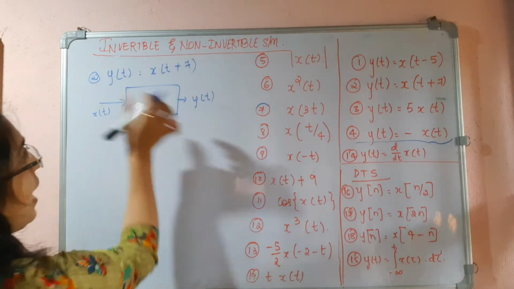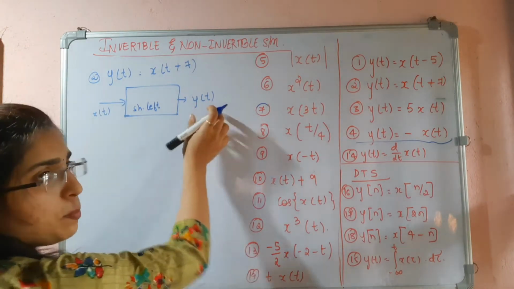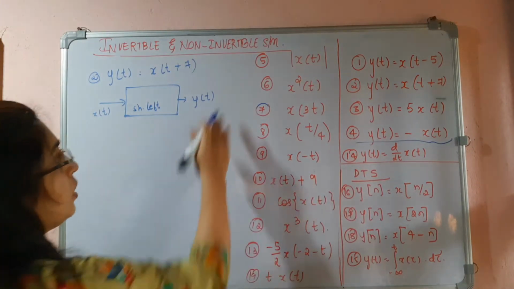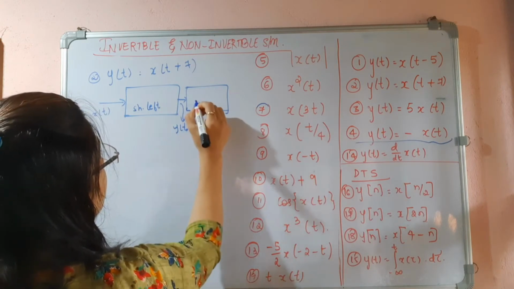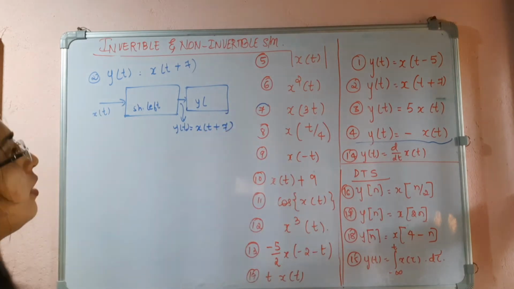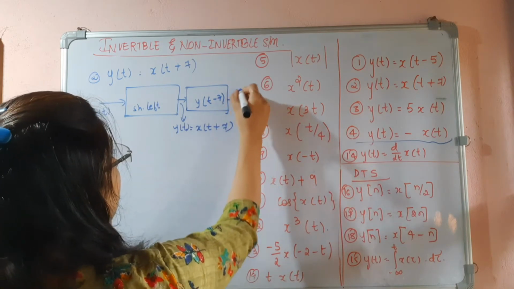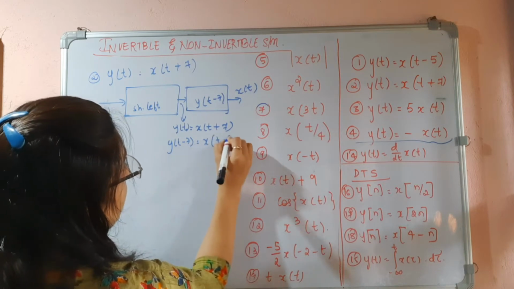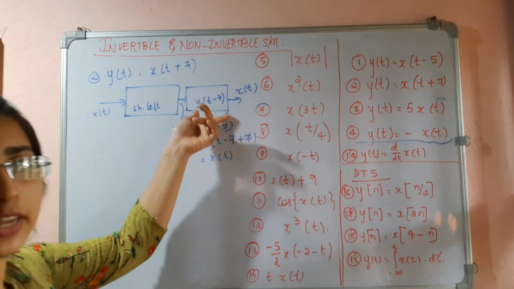Now to recover the original signal x of t, what do I have to do? I have to shift this particular signal right by 7 units. That means I must delay it now. This is y of t, which is equal to x of t plus 7, right? Now if it is y of t minus 7, I will get x of t. See, y of t minus 7, x of t minus 7 plus 7, this is x of t. So this is the inverse system.